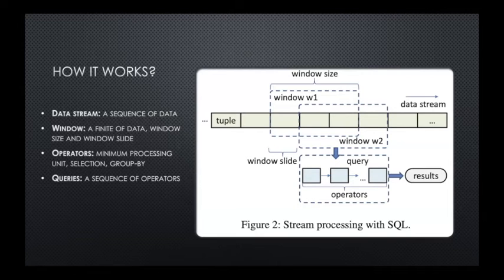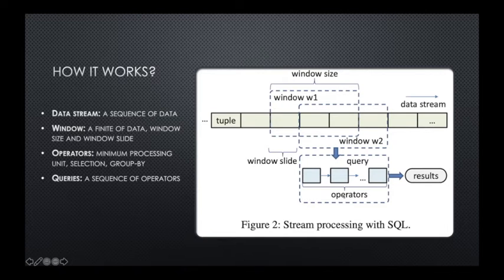Now let's see how to execute a circuit. A data stream is a sequence of tuples. A tuple is a finite ordered list of elements, and each tuple has a timestamp. The window is a data unit to be processed in a query. The window in a stream has 2 features: the window size and the window slide.